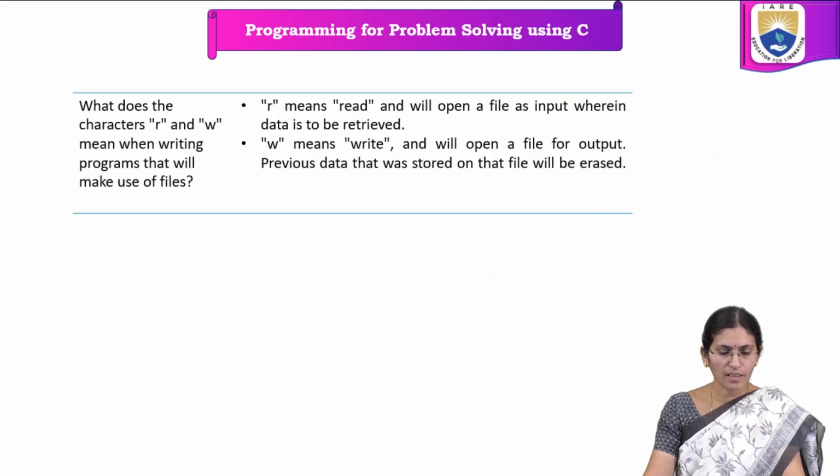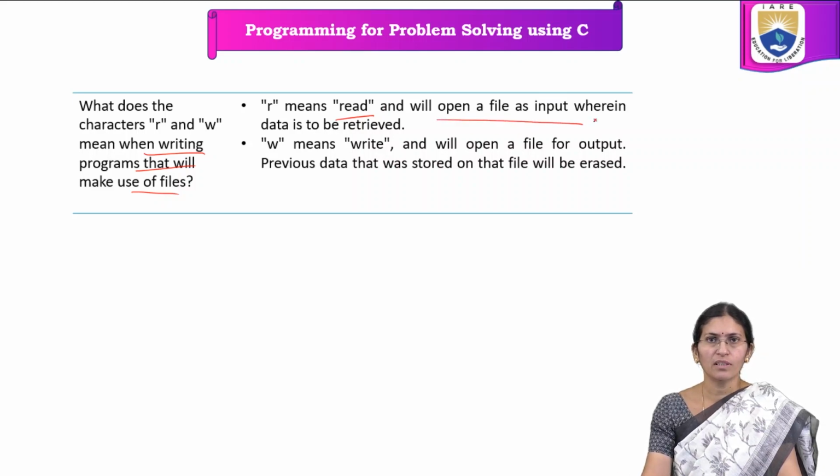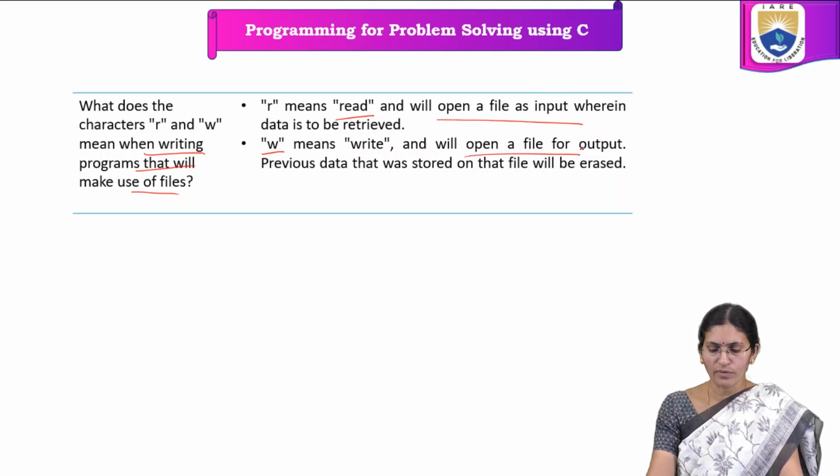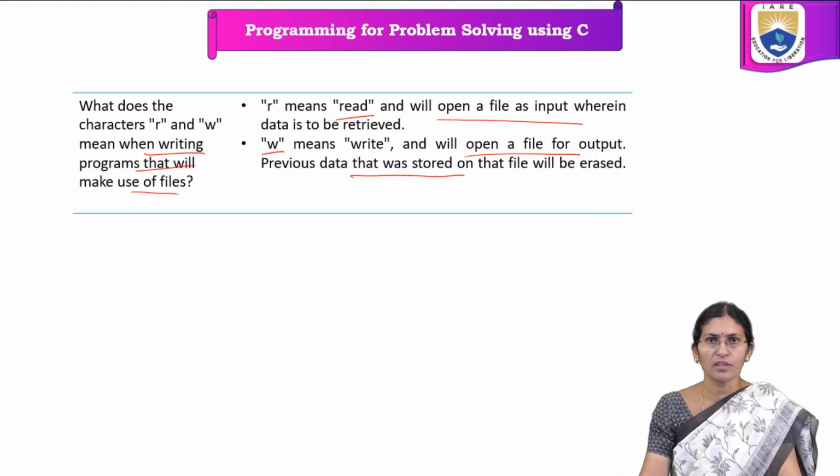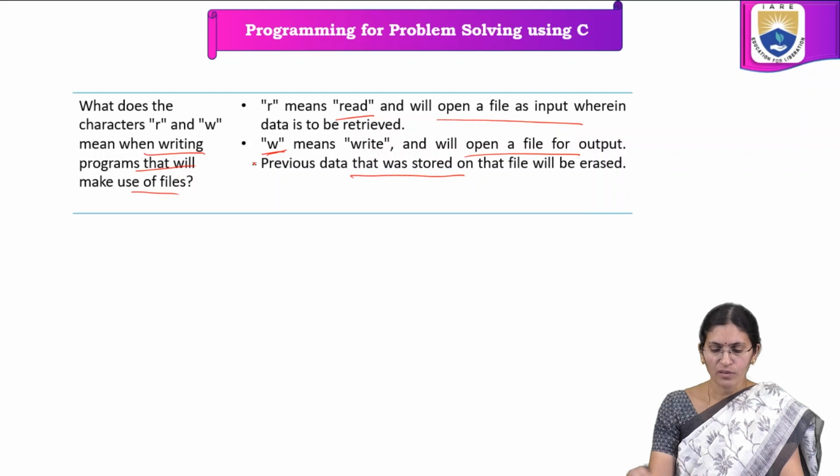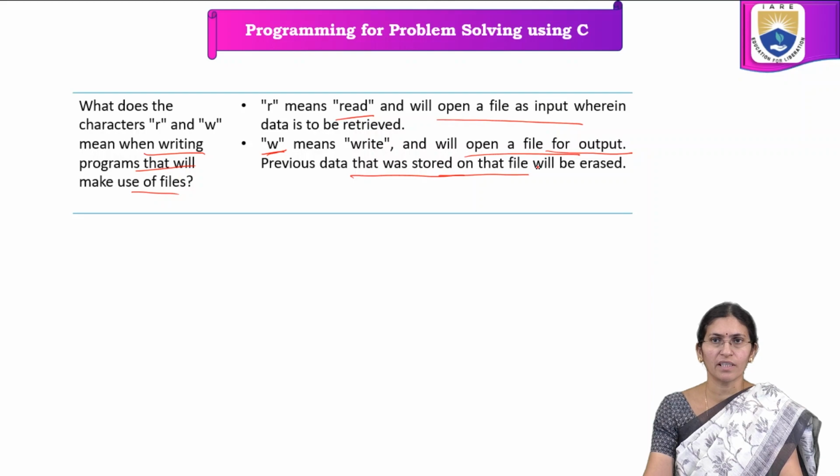Next is, what do the characters R and W mean when writing programs that will make use of files? Here R means read mode, and it will open the file as input wherein data is to be retrieved. That means from where data has to be taken. Next, W means write, and it will open a file for output. So previous data which is stored in that file will be erased. If you open the file in write mode, it will open the file for output, and previous data which is there in that file will no longer be available.